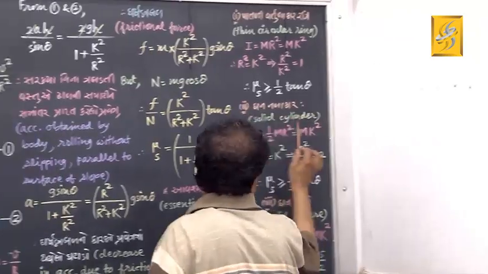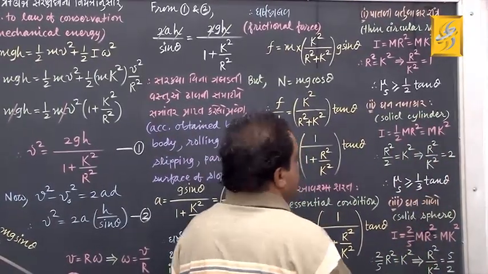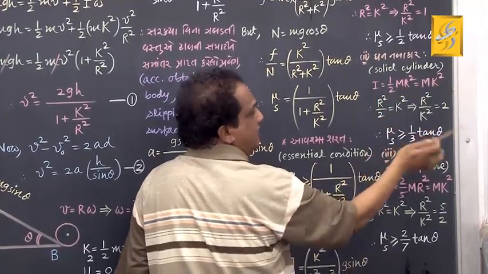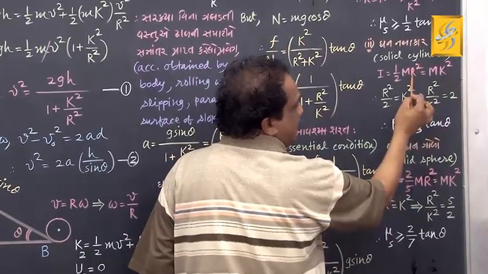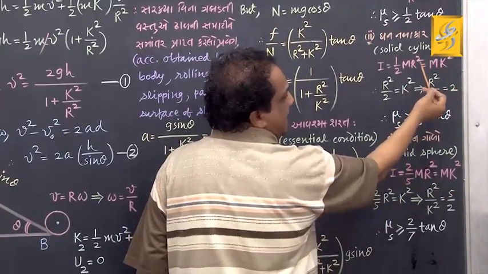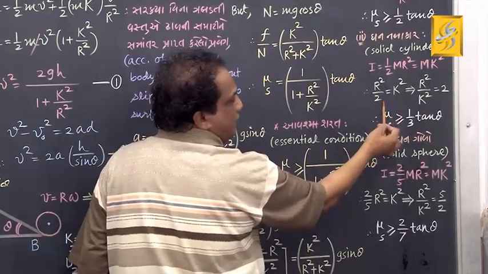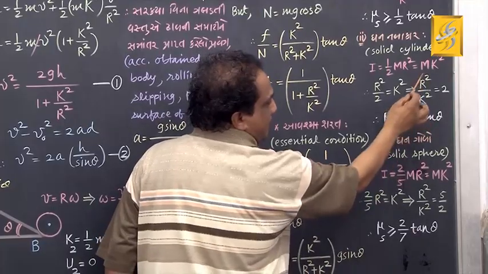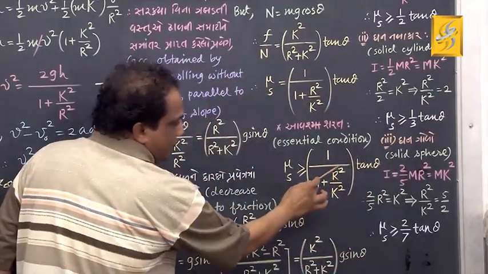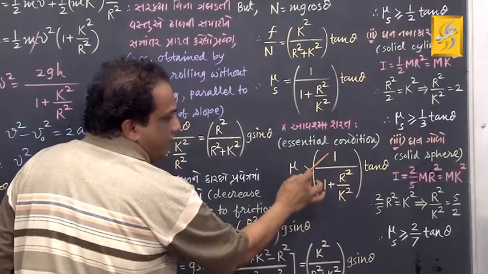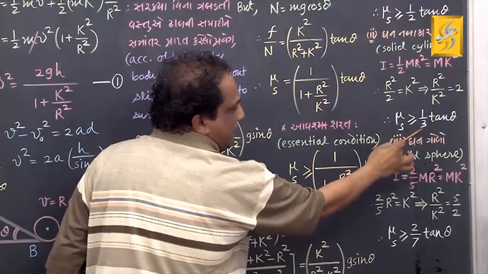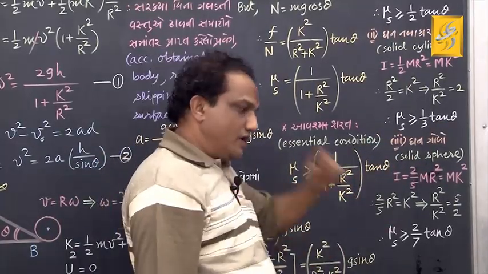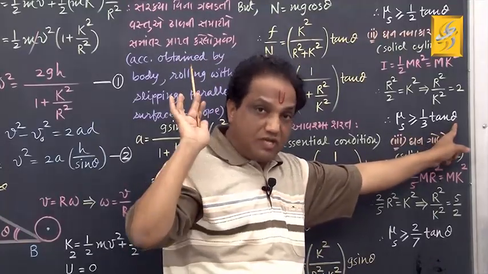What about the condition for a solid cylinder or for a solid circular disc? Moment of inertia formula is half m r square, and I in general is also equal to m k square. Compare these two. M will cancel. R square upon 2 equals to k square. Find out r square upon k square, it will be 2. Put this value of r square upon k square, which is 2, over here. 1 plus 2 is 3. 1 upon 3 tan theta. This is the condition for a solid cylinder to roll down the slope of angle theta without slipping.